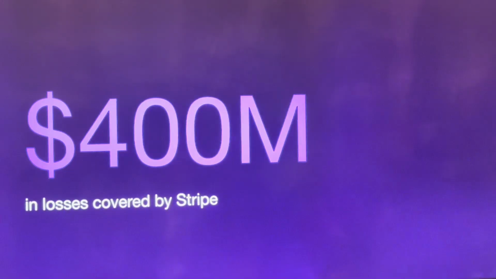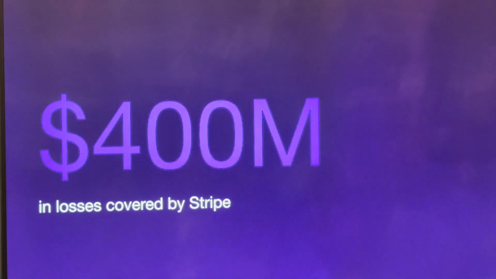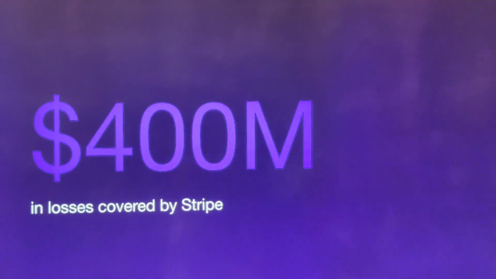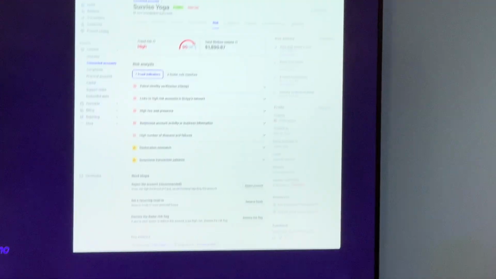And how much risk are we talking about? Well, Stripe has covered over $400 million in fraud losses for platforms like HubSpot and FreshBooks over the past 6 years. Now, some platforms really want to stay close to risk decisions, and that's where Radar for Platforms comes in.